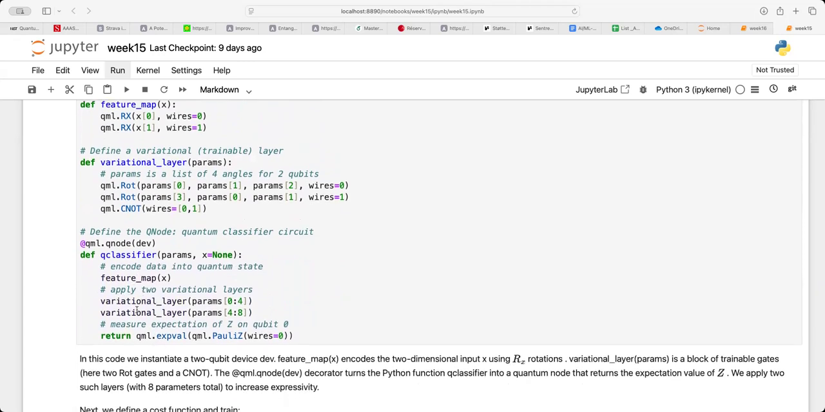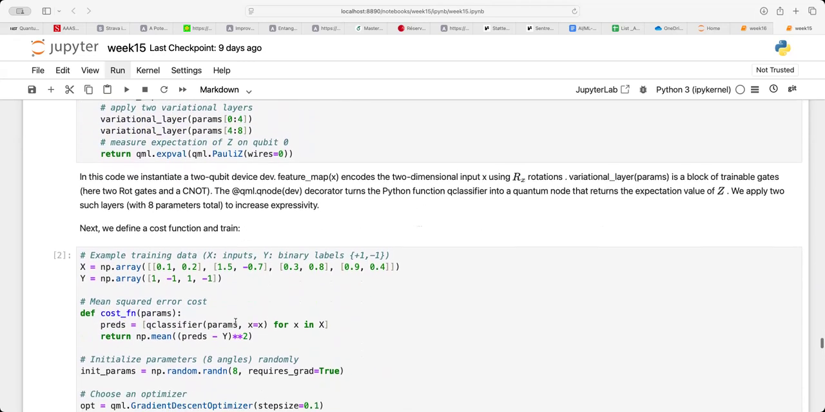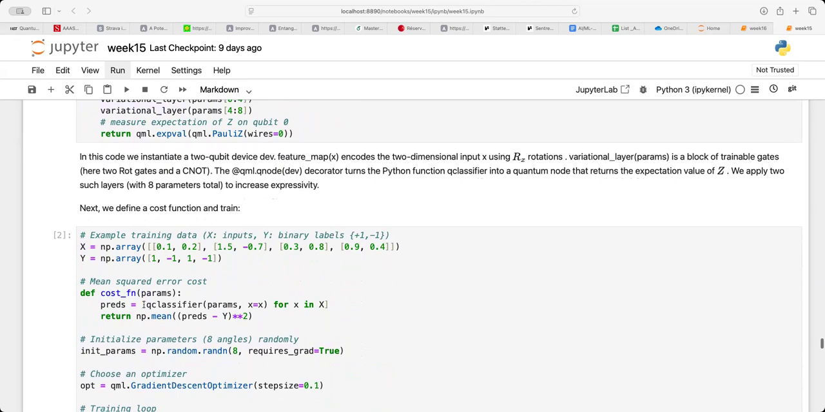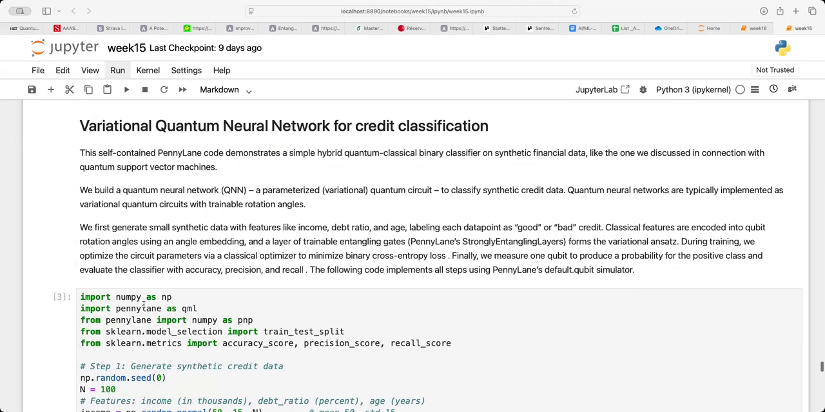So you have the variational layers, you set up the number of layers you want to do, and then you calculate the expectation value of a Pauli Z gate on qubit 0, exactly as you did in the variational quantum eigensolver. And the examples which follow down here, one of these is just a simple vanilla set of data. And the other one which follows down here, I'm just going to scroll down a little bit, is actually one on credit card classification, which is the same which we discussed for quantum support vector machines last week.